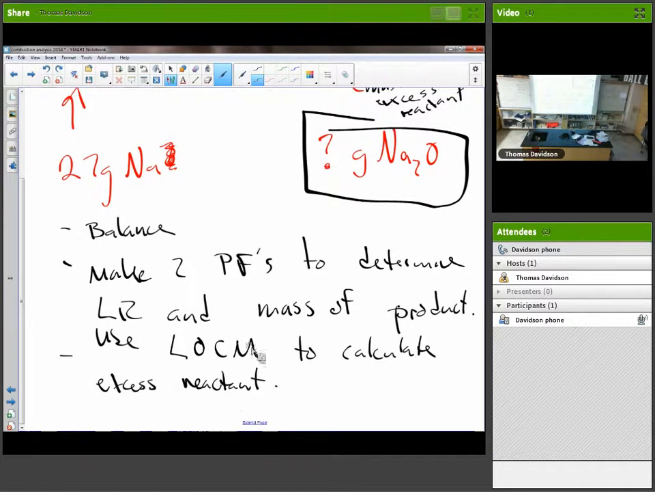Okay, let me walk you through everything we just did. First, we balanced the reaction. Was it already balanced? Oh, crud.